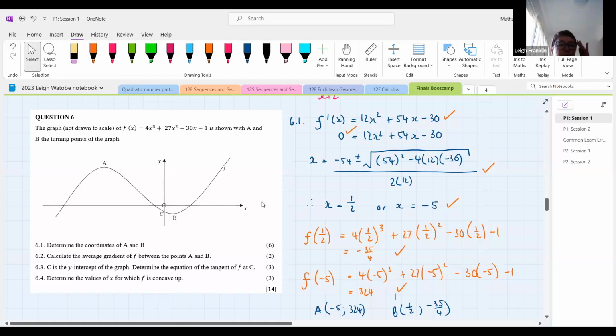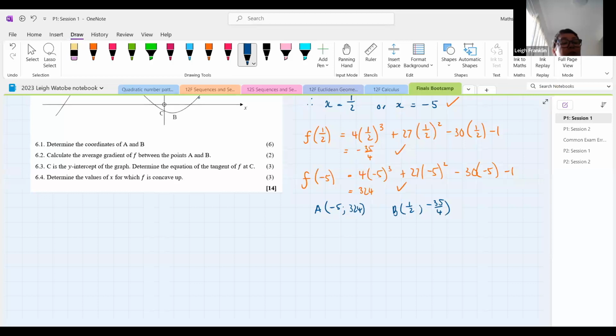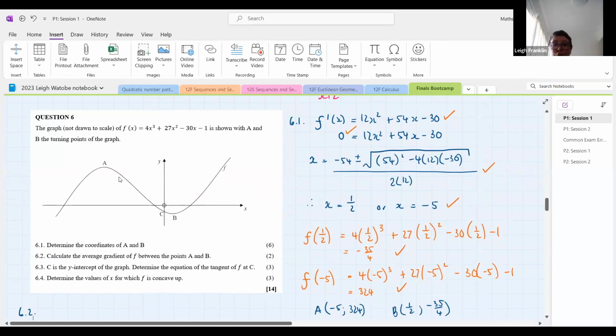Now in question 6.2, they're asking us to calculate the average gradient of f between points A and B. So the minute they say average gradient, they mean they want you to sub into the gradient formula. Okay, because average gradient means you're connecting 2 points on a curve with a straight line. So it's like us connecting A and B with a straight line and then working out the gradient of that line.